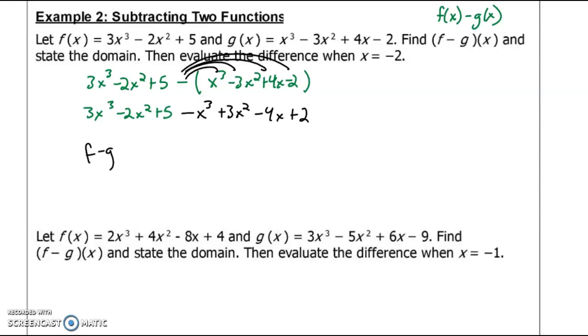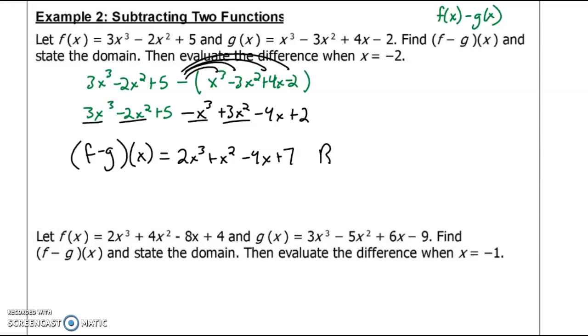Then we simplify this. We have 3x cubed minus x cubed, that's 2x cubed. Then negative 2x squared plus 3x squared, that's plus x squared, minus 4x, and then 5 plus 2 is plus 7. Now the domain on these can be all real numbers, because both of them have no limitations if you look at the original functions. So I'm going to put the symbol for all real numbers as the domain.